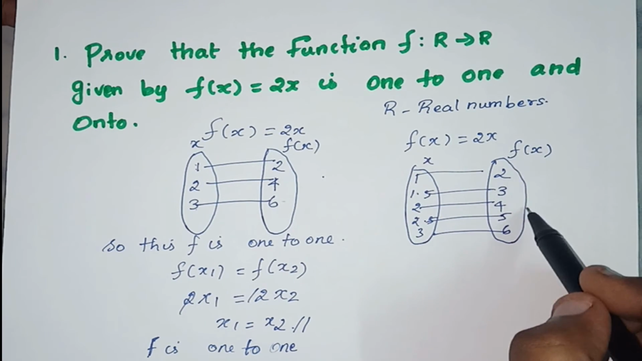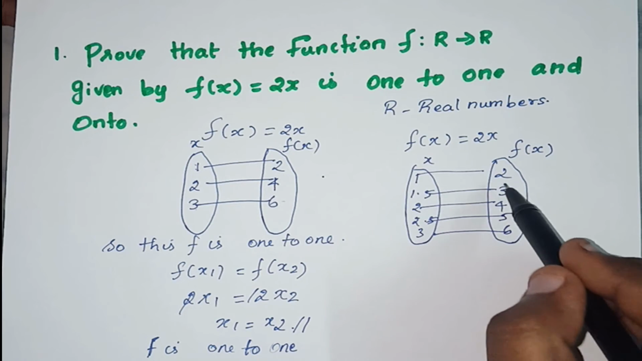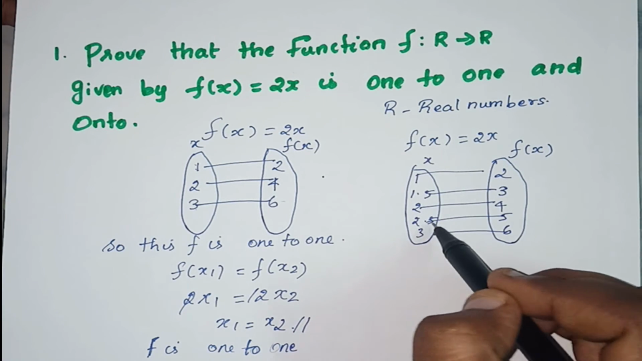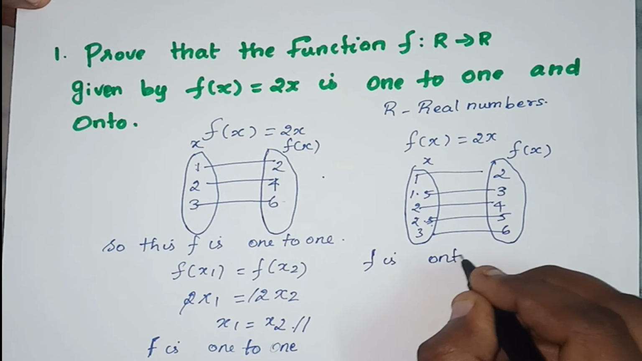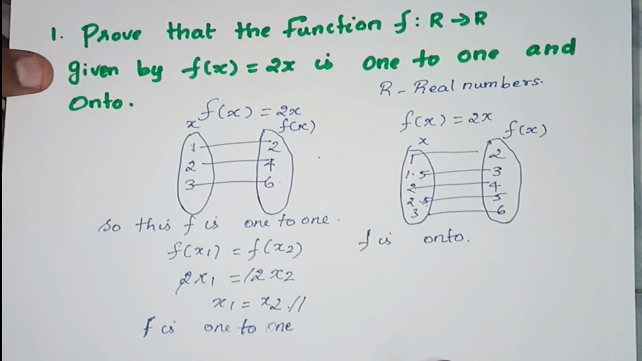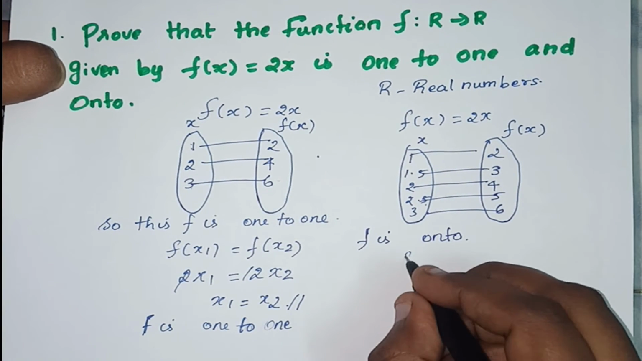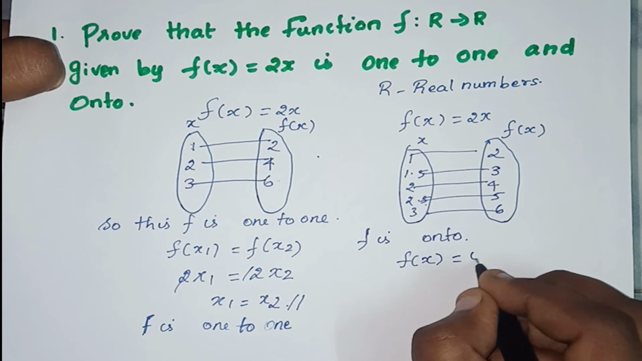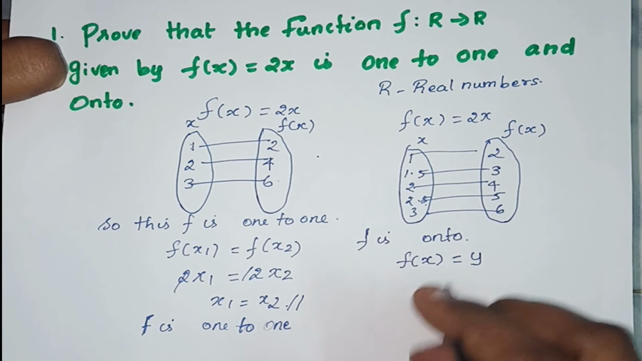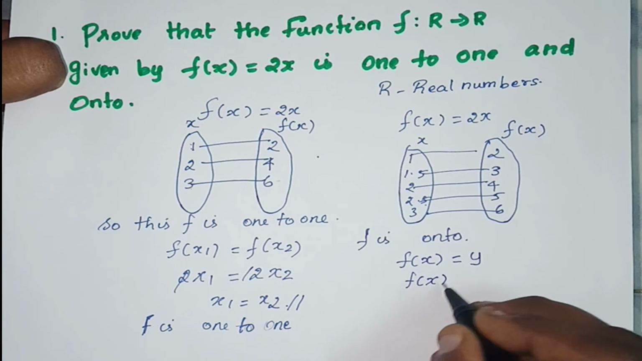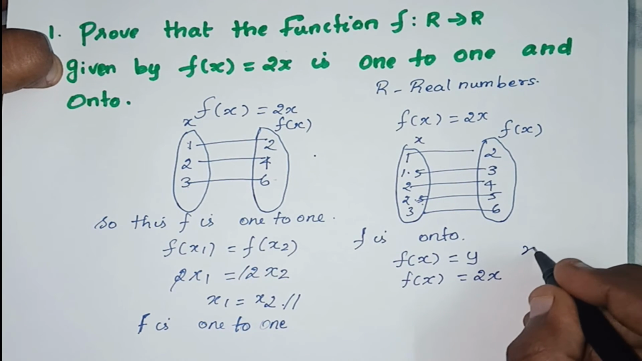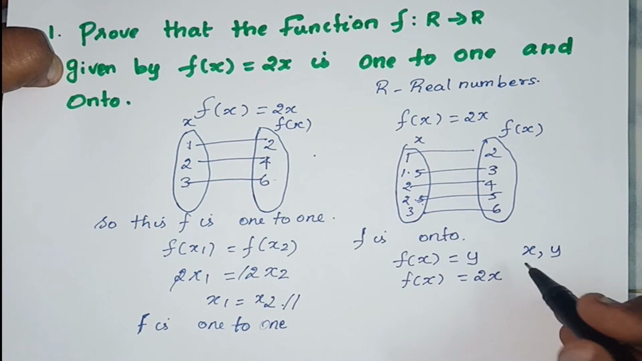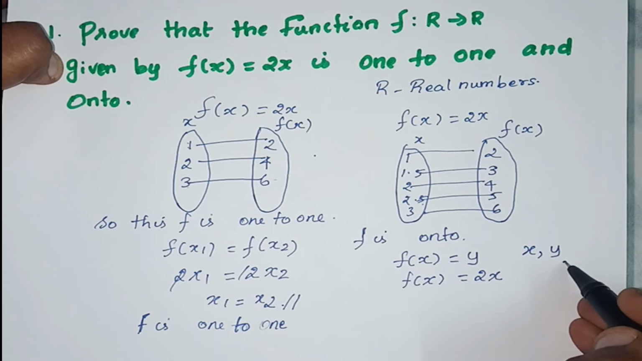So all the elements of this y should be an image of some other element in the x. So this function is onto. By mathematical expression, we need to prove onto: f of x equal to y, right? Here f of x is equal to 2x, so here two variables x and y. These x and y are real numbers, right?